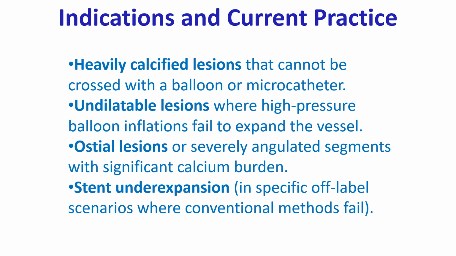While early trials like COBRA and STRATAS evaluated rotablation as a primary debulking strategy, its modern role is strictly for plaque modification to facilitate optimal stent expansion. It is indicated for heavily calcified lesions that cannot be crossed with a balloon or microcatheter, undilatable lesions where high-pressure balloon inflation fails to expand the vessel, ostial lesions or severely angulated segments with significant calcium burden, and stent underexpansion in specific off-label scenarios where conventional methods fail.